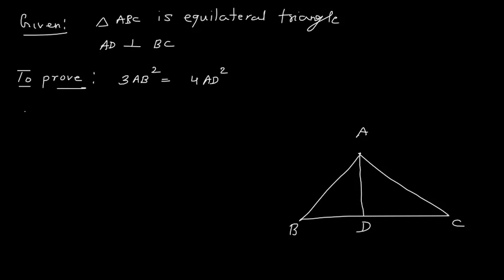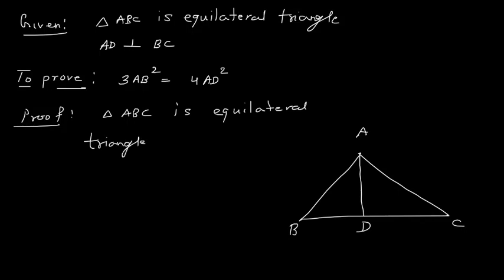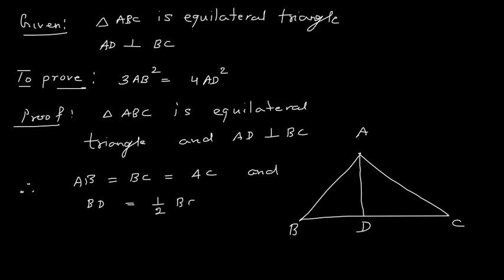Now in the proof, you can say that triangle ABC is an equilateral triangle, and AD is perpendicular to BC. Therefore, first you will say that AB is equal to BC is equal to AC, and second you will say that BD is half of BC, which is equal to half of AB. Okay.